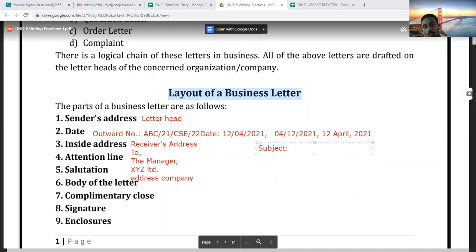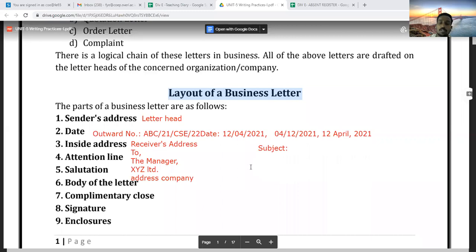So in short, we have to mention what this letter is about, whether it is an inquiry letter, inquiry about this. If it is an order letter, order about this. If it is a complaint letter, complaint about this. That is what people have to mention in this attention line. Then next we are going to talk about salutation.